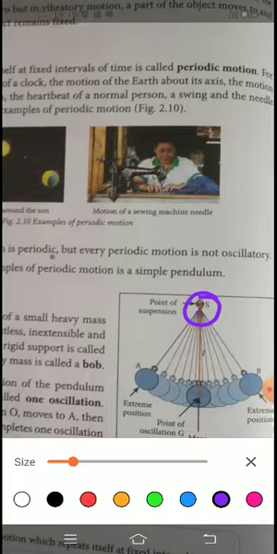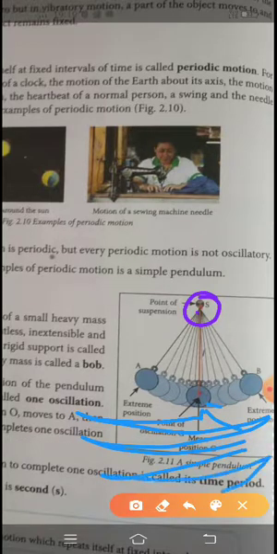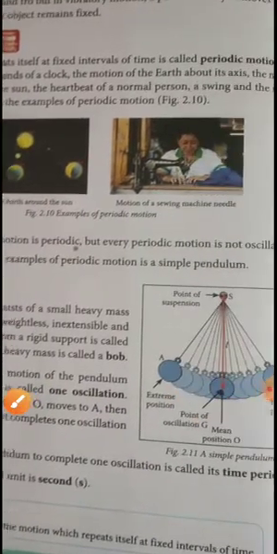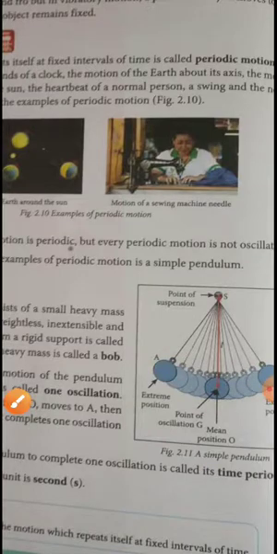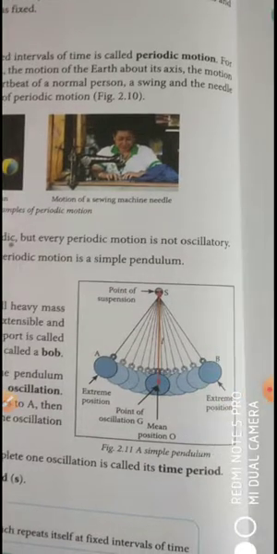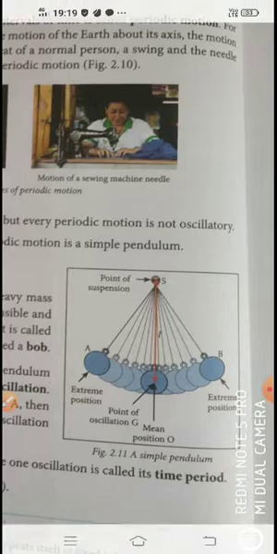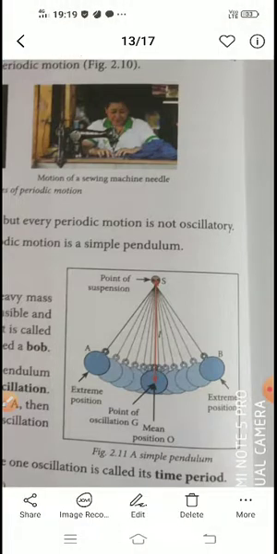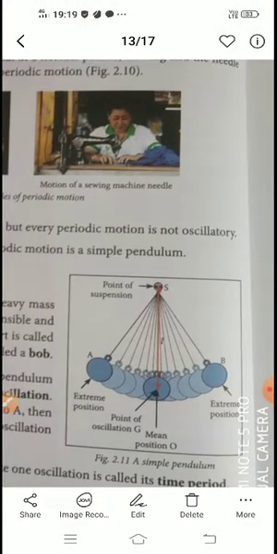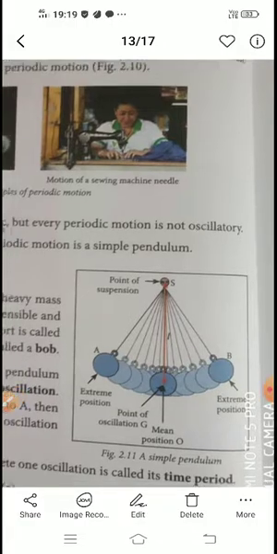Now what will happen, you just try to oscillate it. Once you give some external force, it will exhibit a to and fro motion. This is how it will go. The center position is called your mean position, and the extreme points, this point A and B, are called your extreme points. As it goes to the extreme points, the height of the pendulum increases compared to your mean position.